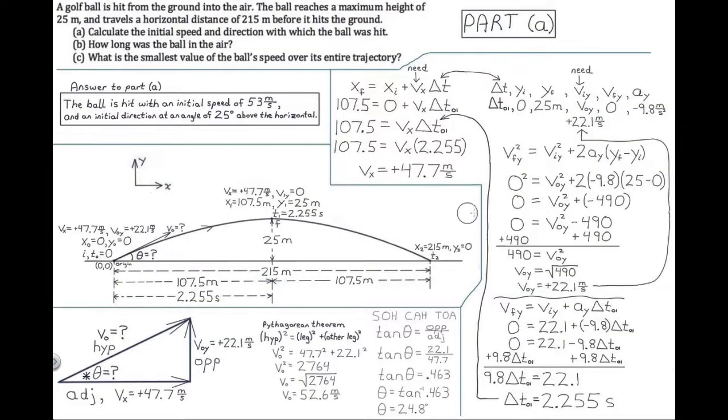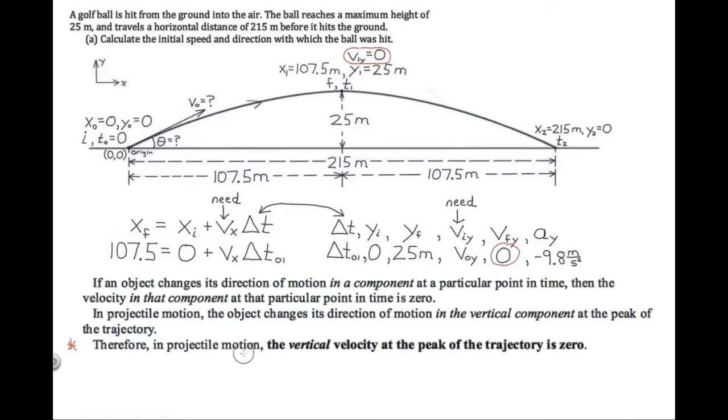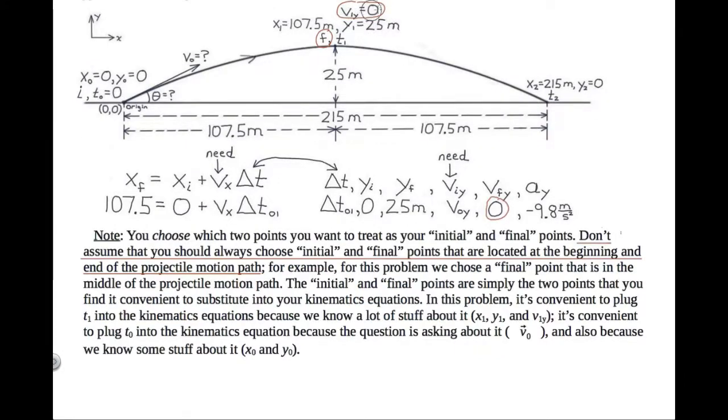Now let's do a recap of our work on this problem. In projectile motion, the vertical velocity at the peak of the trajectory is 0. So we were able to substitute 0 for v sub y at time 1. Because we know the vertical velocity at t sub 1, but we don't know the vertical velocity at t sub 2, we chose to use t sub 1, not t sub 2, as the final point that we will plug into our kinematics equation. Don't assume that you should always choose initial and final points that are located at the beginning and end of the projectile motion path.